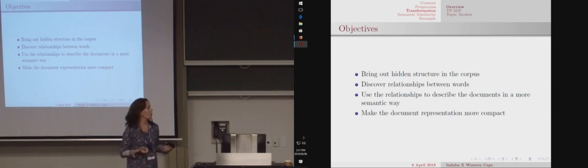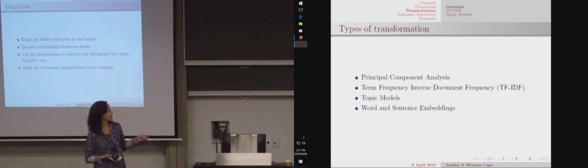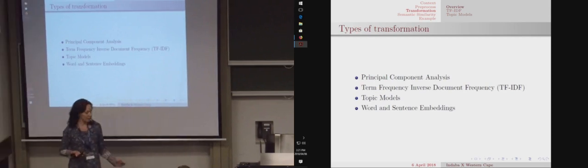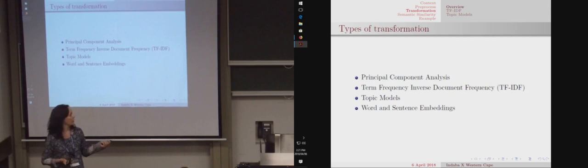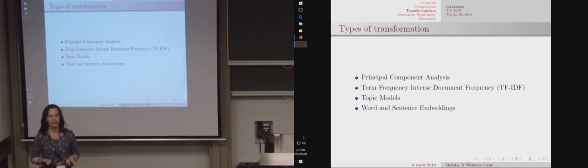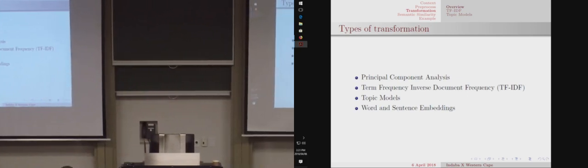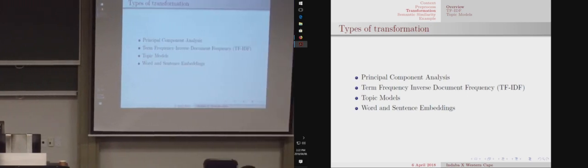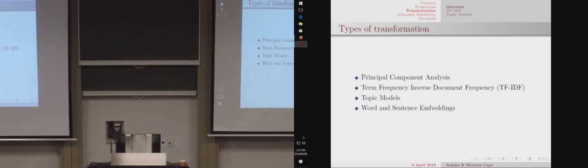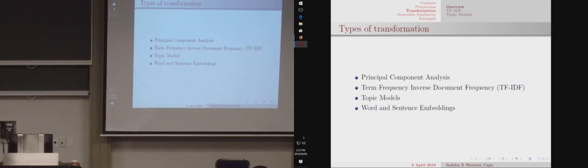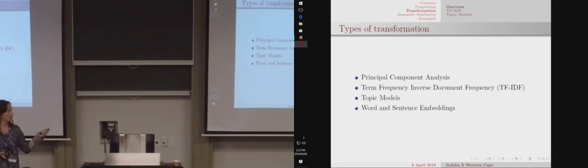And then, like I said before, mathematically, we want to make the document representation more compact. So what are the types of transformation? The most basic one is, I suppose, principal component analysis, although you shouldn't actually do PCA on this discrete count data, but you get exponential family PCA, which basically leads you to topic models like latent Dirichlet allocation. I think the most basic one is term frequency, inverse document frequency, and I'll get to that.